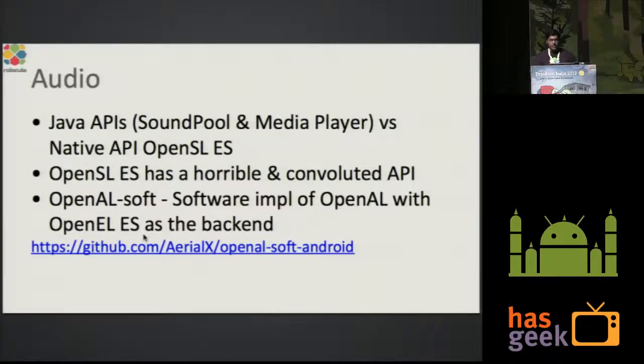Next, we have the audio section. Android provides two Java APIs, Sound Pool and Media Player. These support 2D audio, and it provides you one native API, OpenSL ES. The Java APIs, along with being 2D, also have significant latencies when it comes to older devices. And while OpenSL works perfectly, it has a very ugly, I would say, and convoluted API. And one of our aims was to keep API compatibility, for which we went with a software solution of OpenAL. It maintains API compatibility, but at the same time, it uses OpenSL as its backend. So we can have our cake and eat it too.